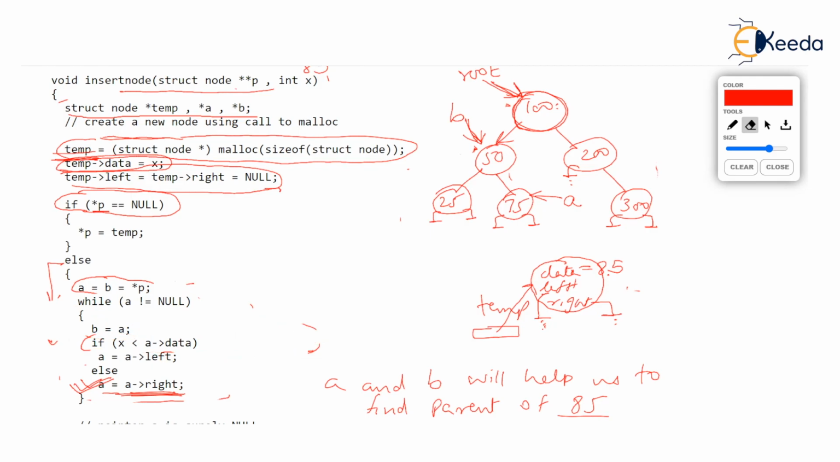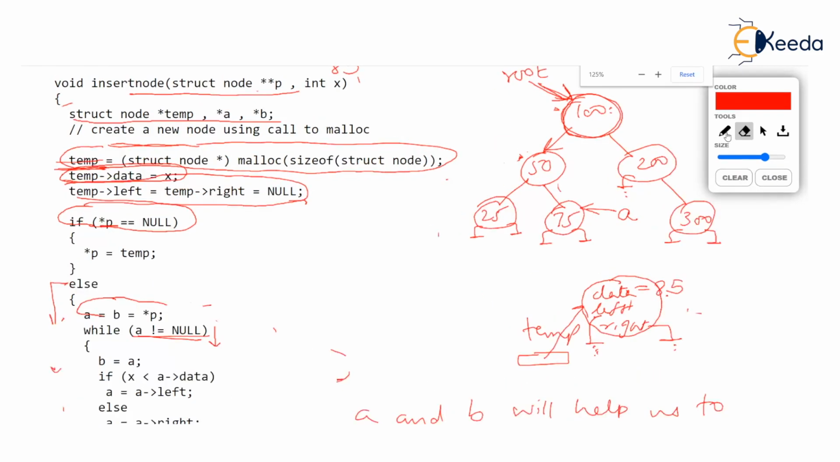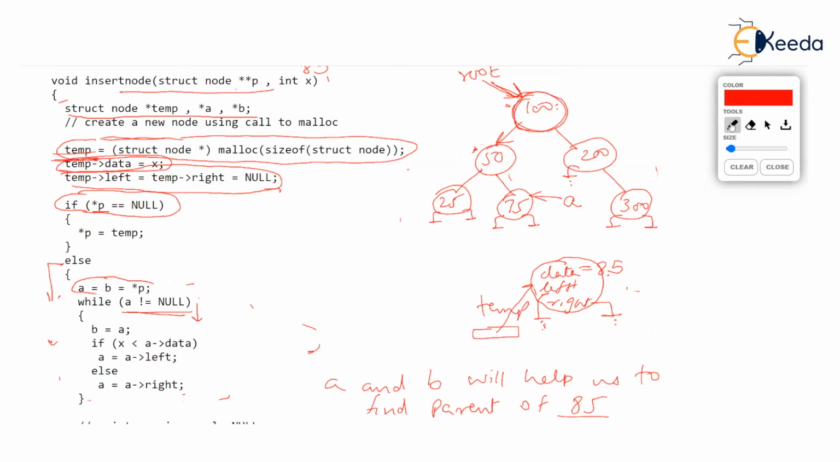Keep reading the while. What is while asking? While is asking, is A not null? And A is not null because you observe A is pointing at 75. So we are entering the while loop for the third time. So B becomes equal to A. Look how B follows A. B will discontinue to point to 50, but B will point wherever A points. B is equal to A. So B also points at 75.